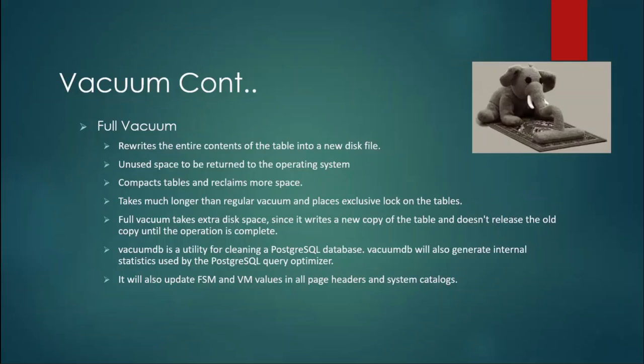During full vacuuming, because of this recreation of the new disk file, or relfilenode, if the table size is 1 TB, you need to consider that you need another 1 TB of free space in your storage location to hold this new temporary table.